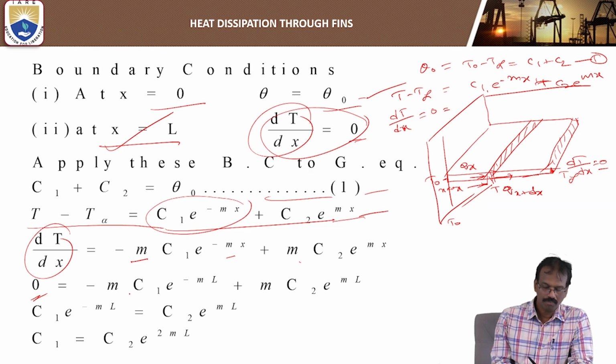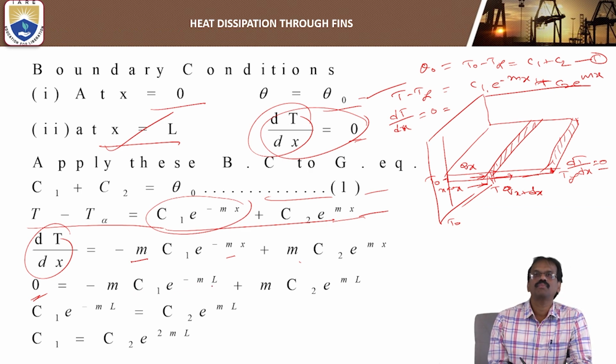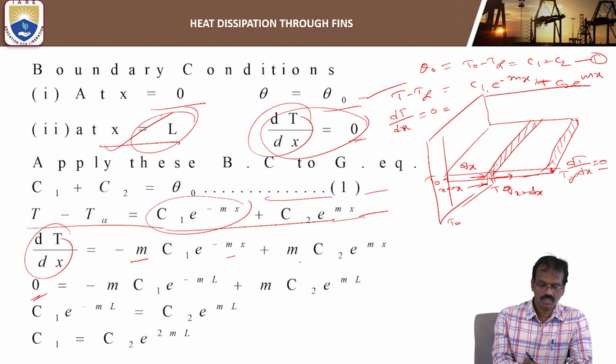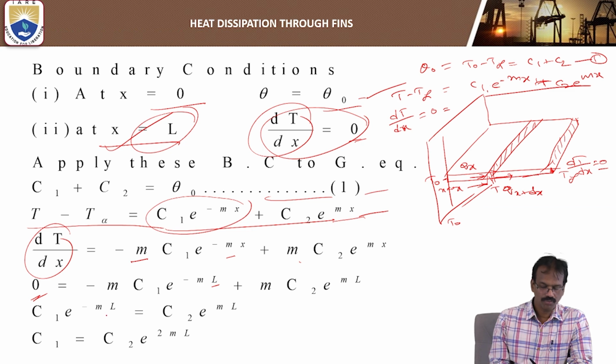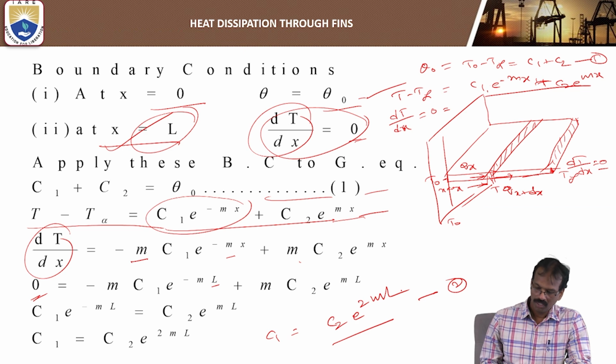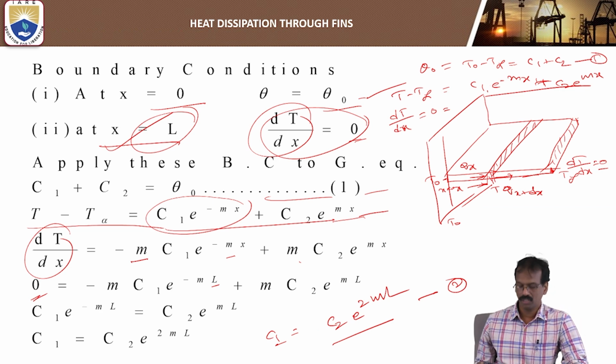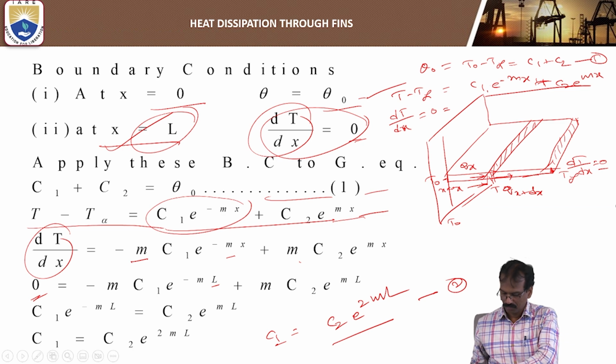It is equal to minus m into C1 e to the power of minus mL, so at x is equal to L, in the place of x you can write L, plus m into C2 e to the power of mL. Okay. So then C1 e to the power of minus mL is equal to C2 e to the power of mL. Then automatically C1 is equal to C2 into e to the power of 2mL. Okay. So this is equation 2. So in the place of C1 in equation 1, if you write this C1 value, you will get the C2 value. Okay. Here we can see here.